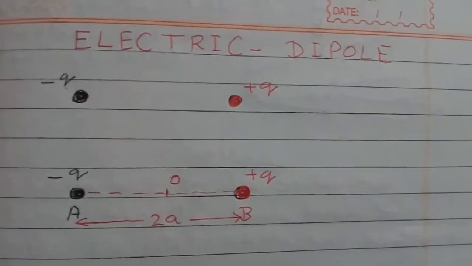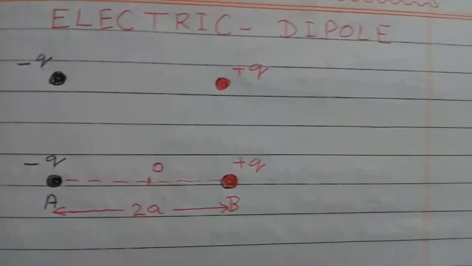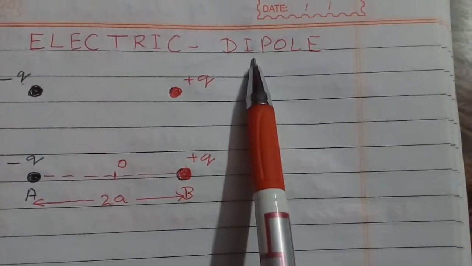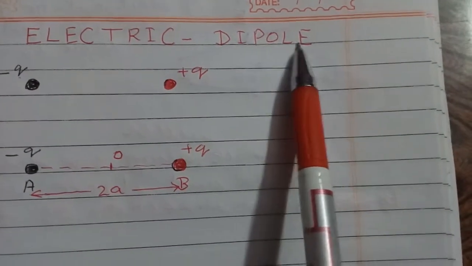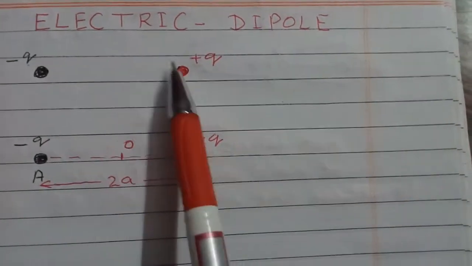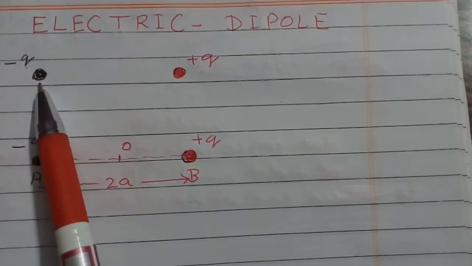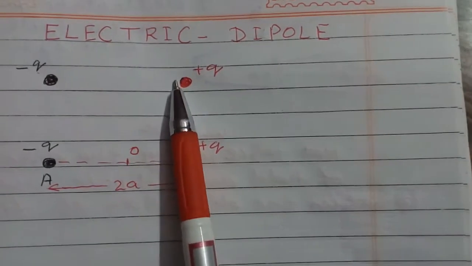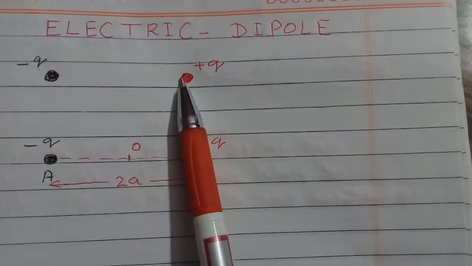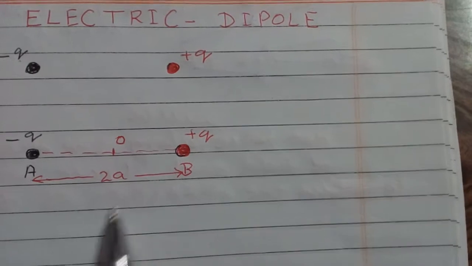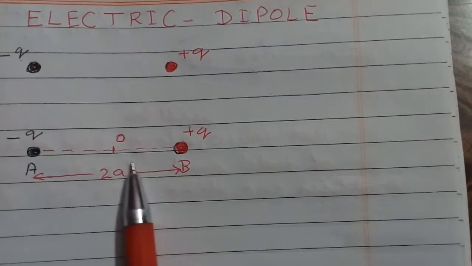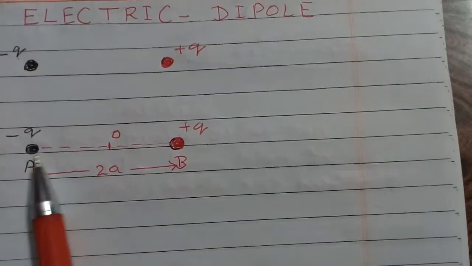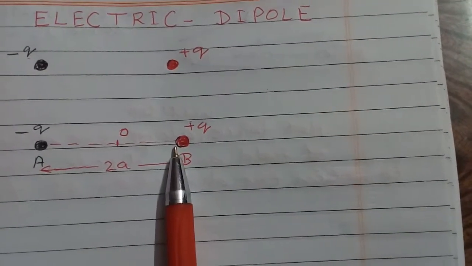So students, as you may see here, this is topic electric dipole. Di means two and pole is used for charges. This is plus q charge and this is minus q charge. So this is an electric dipole. They are kept at a small distance. In this figure, distance between the charges is 2a and O is the midpoint of this electric dipole.